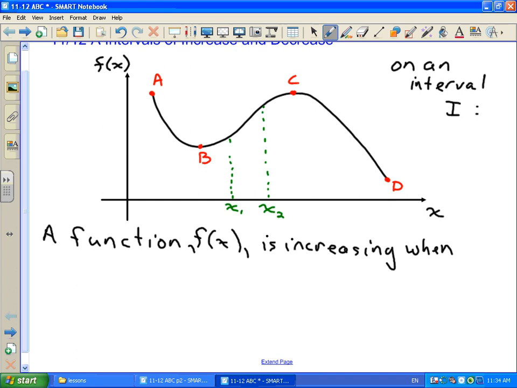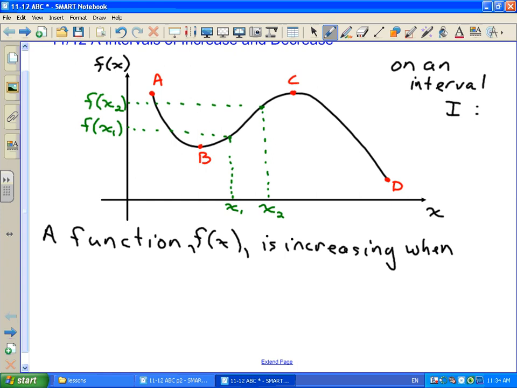Now we can take a look at the corresponding values of the function. So we can have f of x2 and f of x1. So these are our y values here. Which y value is bigger? Well, you can see that because f of x2 is higher up the y-axis than f of x1, the value f of x2 is going to be greater than f of x1. And this is what we mean mathematically when we say that a function is increasing.